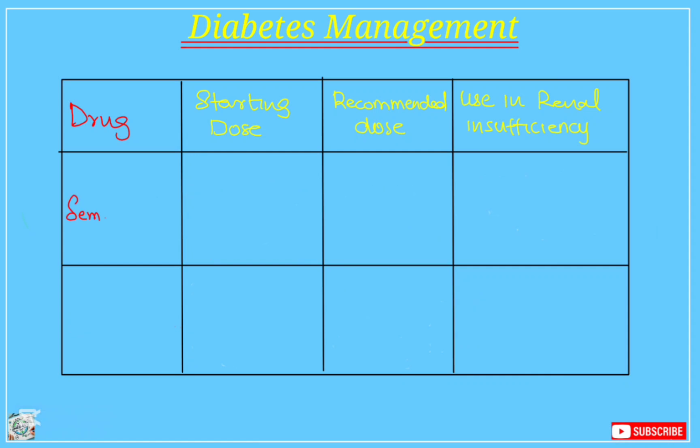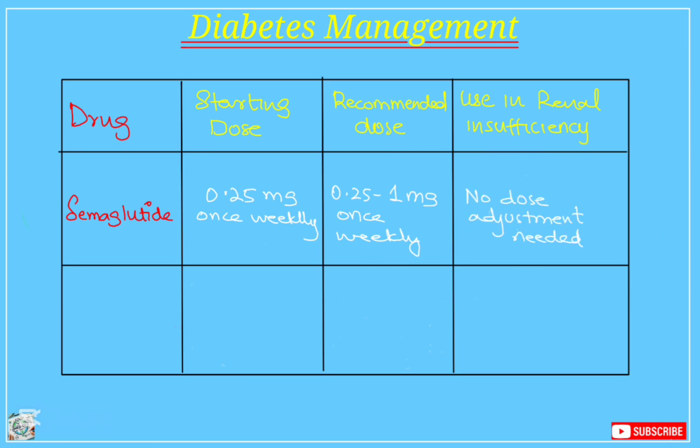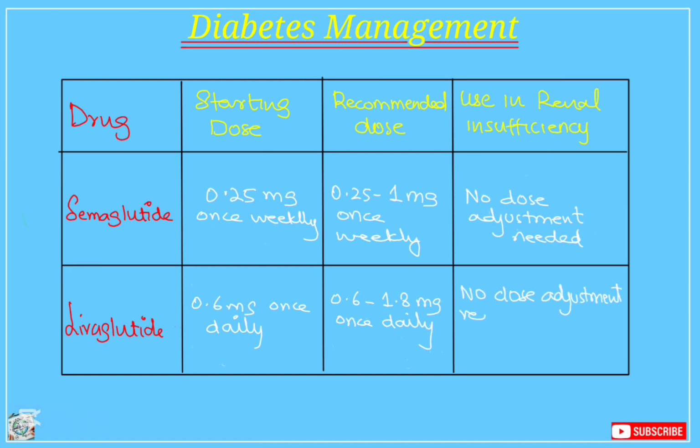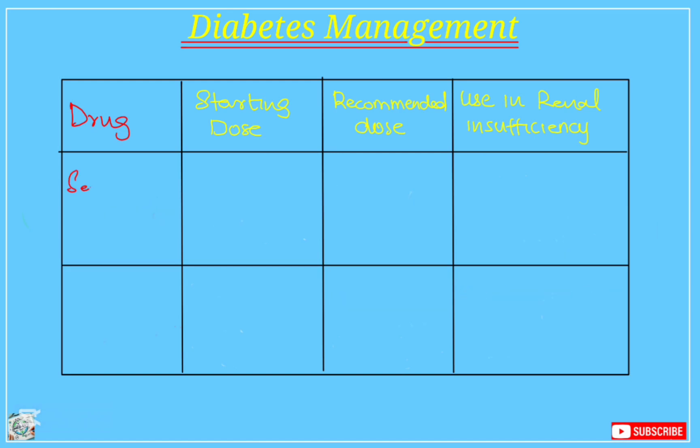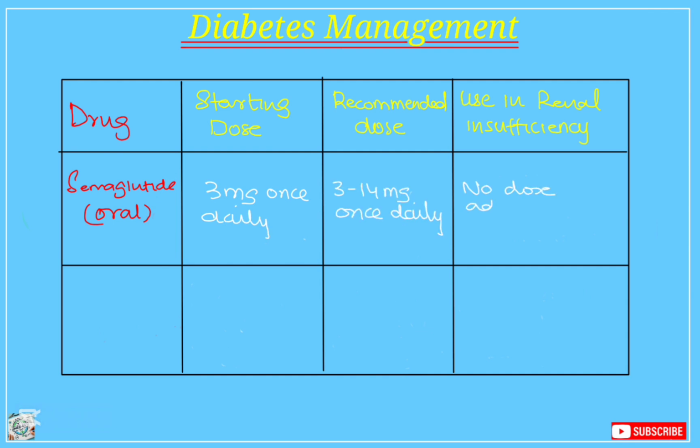What about the weekly injectable semaglutide? Semaglutide starts at 0.25 mg once weekly with a goal of 1 mg once weekly, and no renal adjustments are needed. Liraglutide begins at 0.6 mg daily and can go up to about 1.8 mg daily, again without concerns for kidney function. Lastly, the oral pill version of semaglutide starts at 3 mg once daily, increasing to about 14 mg once daily, with no dose changes needed for kidney function.